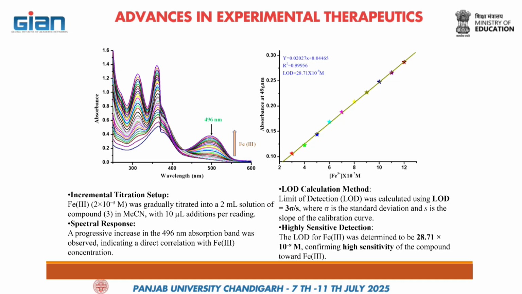Then LOD was also calculated using a linear calibration curve by employing the formula 3 sigma by S, where sigma is the standard deviation and S is the slope of the curve. The LOD so calculated was 28.71 nanomolar. That confirmed the high sensitivity of the compound toward iron.